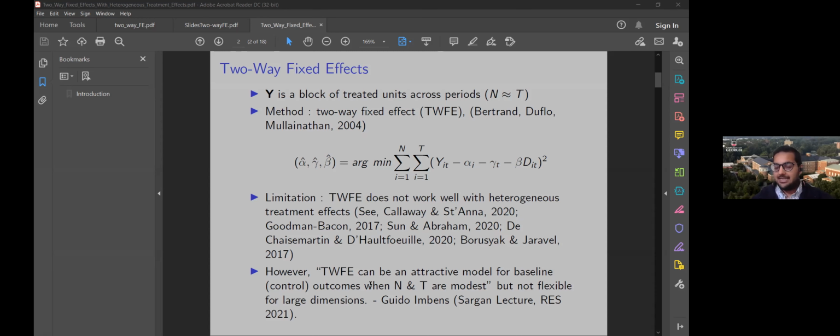However, Guido Imbens has said that even though the two-way fixed effects estimator has its own flaws, it is always a good starting point to measure the baseline or control outcome when N and T are modest. What that means is when you've got a modest size of group and time dimension, you can use two-way fixed effects as a starting point. But it's not flexible when your dimensions increase a lot, so there's a caveat to it. If you're interested, Guido Imbens has uploaded the lecture he recently gave, the Sargan lecture for the Royal Econometric Society, where he talks about all of these papers mentioned in these brackets.